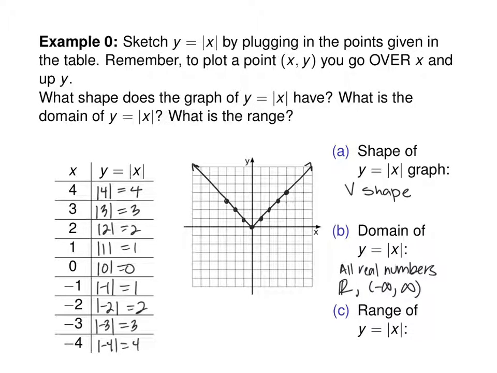Now for the range, remember that you look from lowest y value to highest y value. And there is a lowest y value. The lowest y value here is 0. There is no highest y value, so that means you have infinity on the other end. So remember, we include 0 with a square bracket up to infinity. So that's the graph of the basic absolute value function. And now we're going to look at how some other functions are related to it.